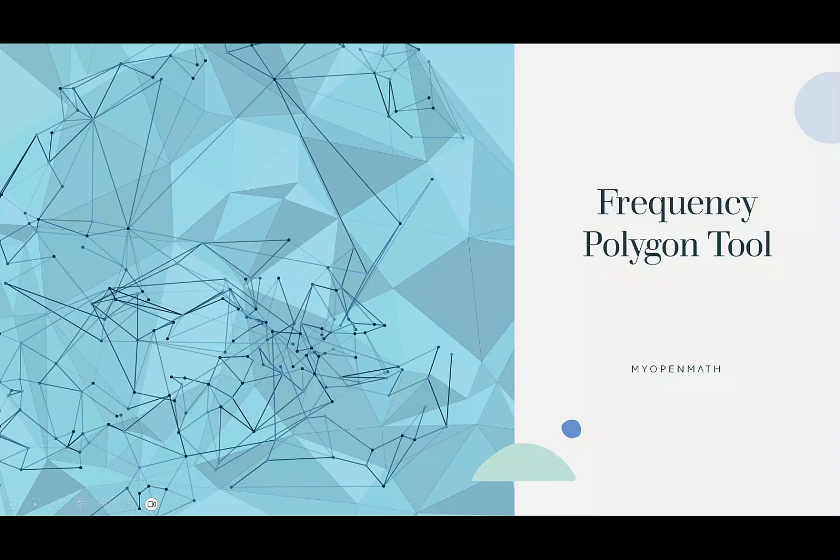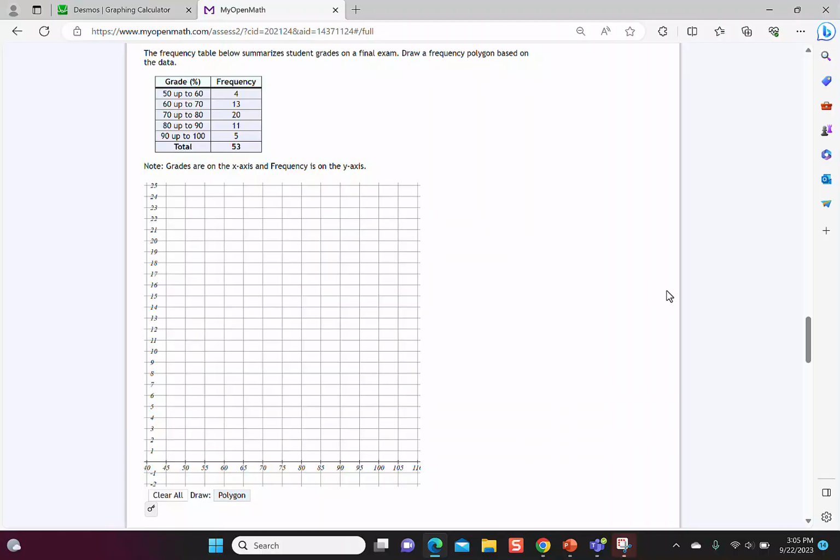Hi everybody, this video will show you how to use the frequency polygon tool inside of MyOpenMath. In the question, we're given a frequency distribution and asked to draw a frequency polygon based on the data. Because we have group data, we're going to use the midpoint of each class when we begin to graph.